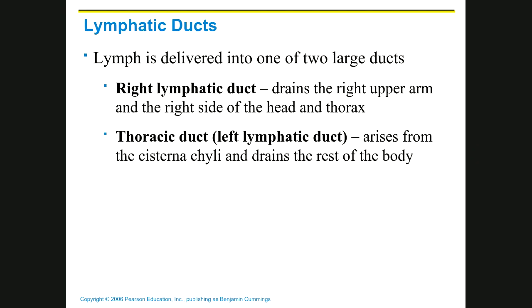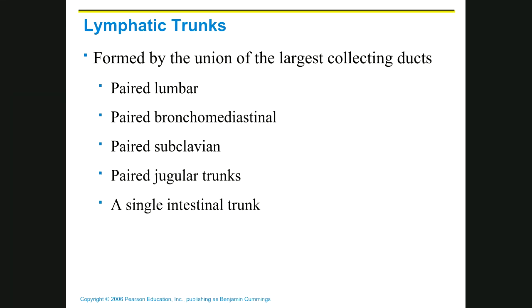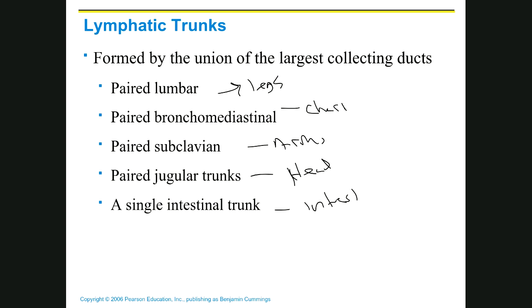So, lumbar, again, legs, bronchomediastinal, chest, subclavian, arms, jugular, head and neck, and then these are the intestines. And so basically all the different parts of your body, this fluid is going to be collecting, and then we're going to go into these trunks. Well, then the trunks also merge.